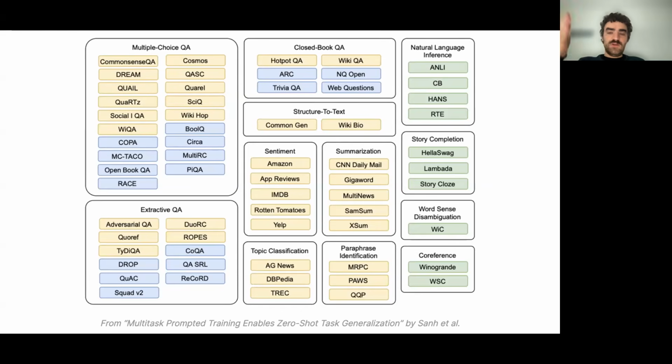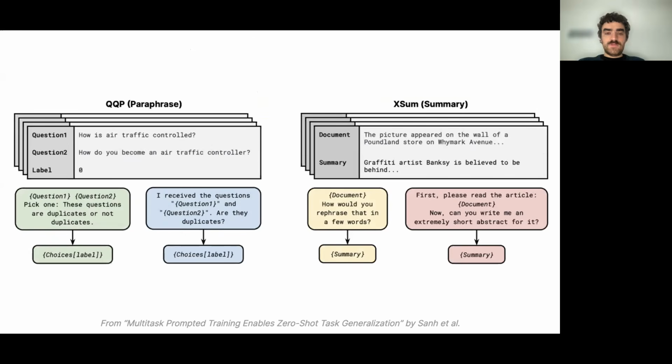Okay, so now we've chosen our data sets. We've segmented them into held in tasks, held in capabilities, and held out tasks. So now what do we need to do? Well, we need to convert these data sets into that kind of instruction-based form. So how do we do that? Well, we just kind of crowdsourced it.